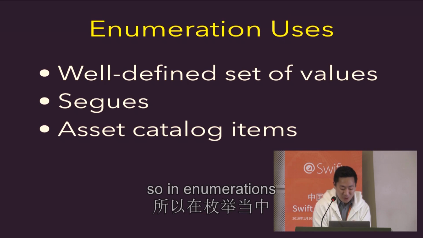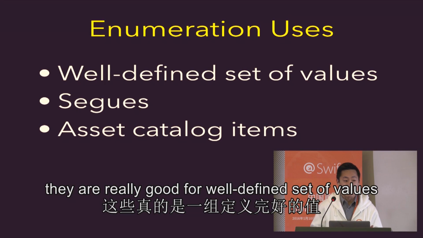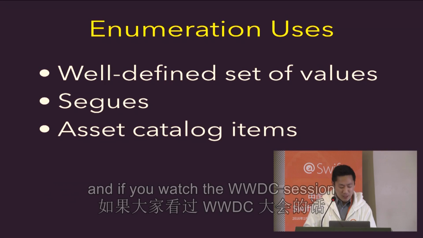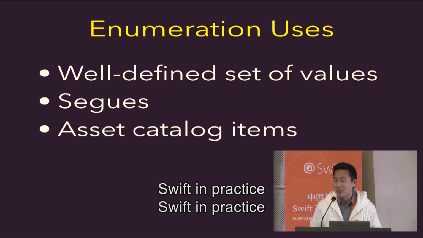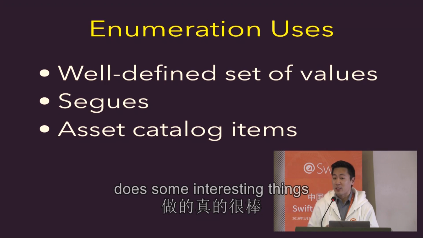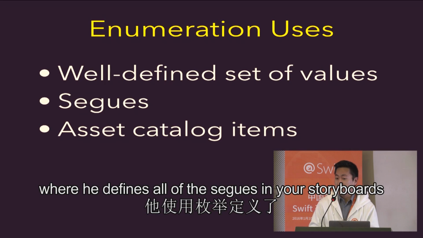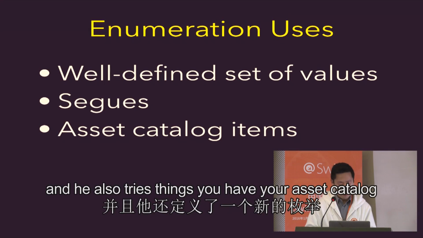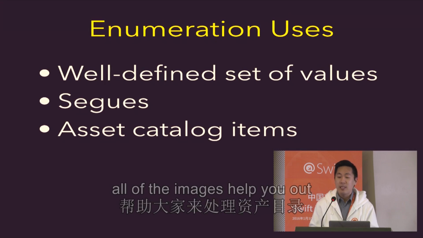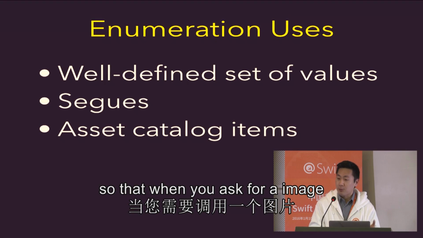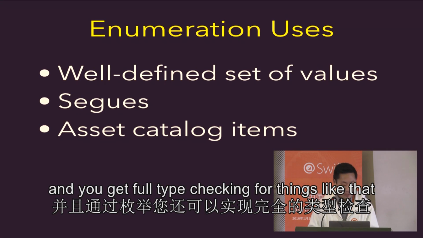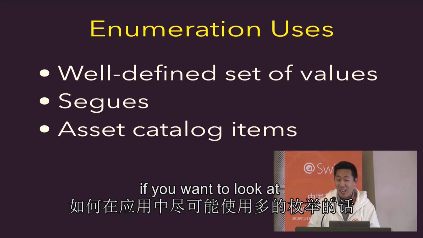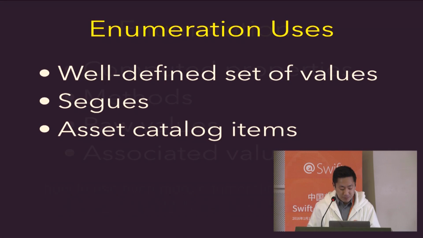All right, so enumerations. They're really good for a well-defined set of values. And if you watch the WWDC session number 411, Swift in Practice, the gentleman in the presentation does some interesting things where he defines all of the segues in your storyboards using an enumeration, and he also does it for things that you have in your asset catalog. All of the images you have in your app, he defines an enumeration for that, so that when you ask for an image, you give it by the enumeration, and then you get full type checking for things like that. So it's an interesting talk to look at if you want to see how to use even more enumerations in your apps.